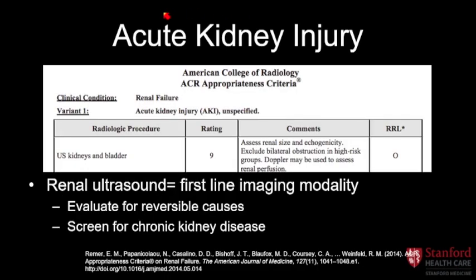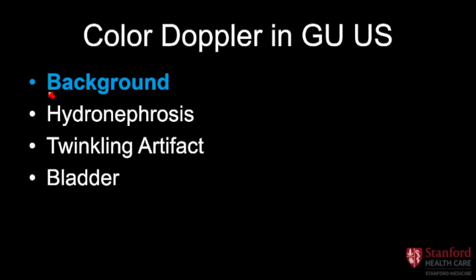So in patients who present for the first time with acute kidney injury, or suspected acute kidney injury, the ACR does recommend doing an ultrasound as first-line imaging. And the reason for this is that the renal ultrasound can help to evaluate for potentially reversible causes such as hydronephrosis or poor perfusion to the kidney. And we can also assess for evidence of chronic kidney disease, which may have otherwise not been known in that particular patient. Okay, so that's a brief background.